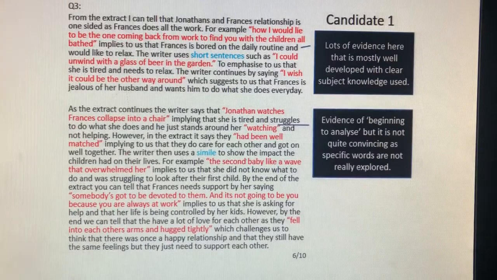Evidence of beginning to analyse, but it's not quite convincing as specific words are not really explored. So this candidate has zoomed in on the word watching, but hasn't really explained what that word implies about Jonathan and Francis' relationship.